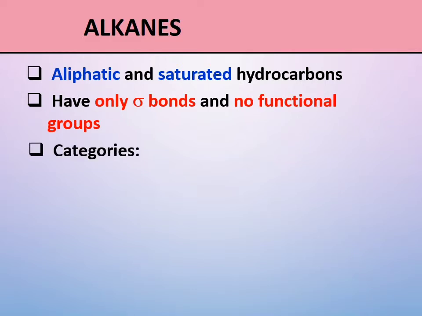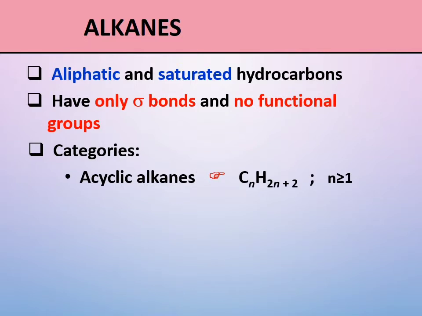So alkane can be categorized as acyclic alkanes with the general formula CnH2n+2. Acyclic means open chain compound, which is also a compound with linear structure. Or alkane also can be found in cyclic structure, which is known as cycloalkanes. So the general formula is CnH2n. And the smallest cyclic compound will start with n equal to 3. So our smallest cyclic compound is cyclopropane.